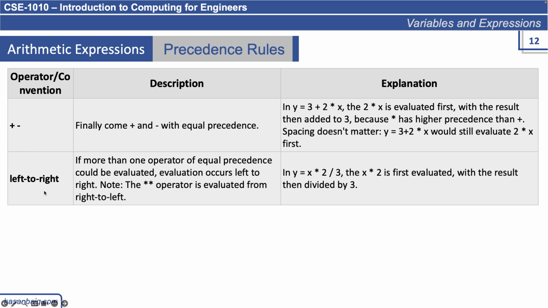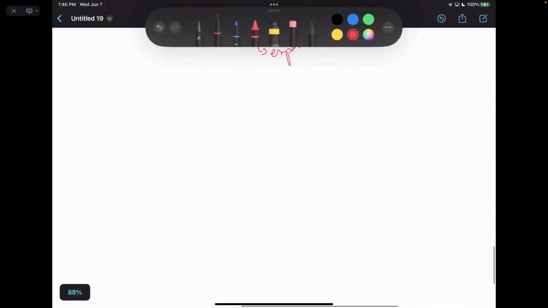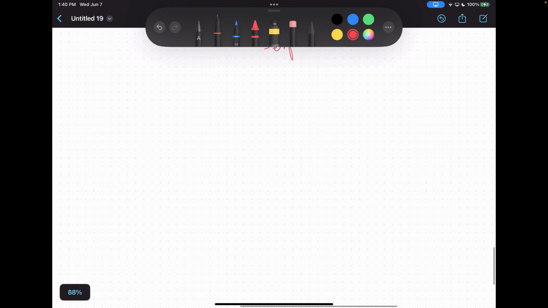If I were to explain it to you on the board, let's take an example. We have, let's say, 2 plus 3 times 4. Here, multiplication has the highest precedence. So first of all, what will happen? 4 times 3 will be evaluated first, and then the result will be added to 2.